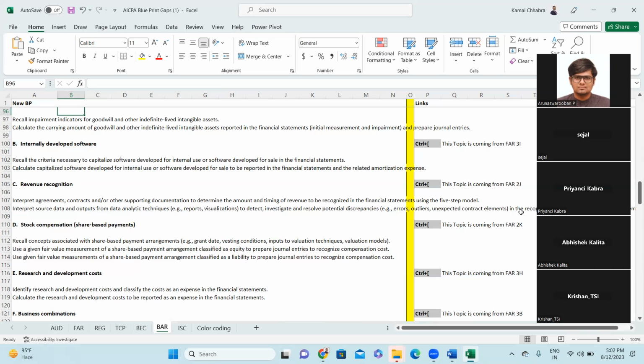Then there are certain exceptions to the general rule that we will also be understanding, such as installment sales and franchise revenue. Those kinds of specific topics we will also be discussing, and then software costs and other things we'll be discussing.